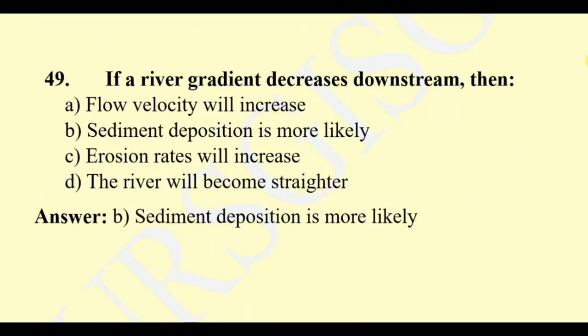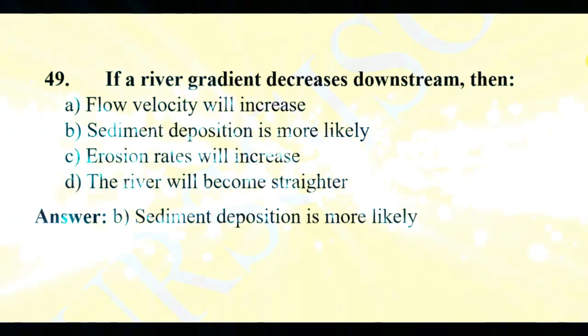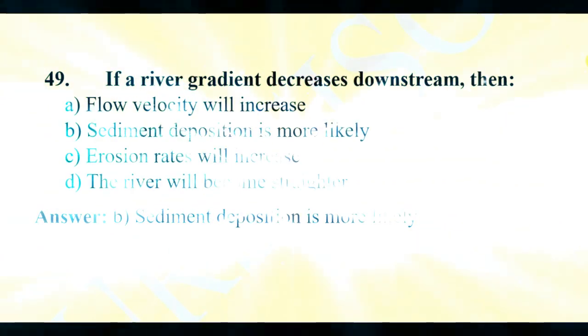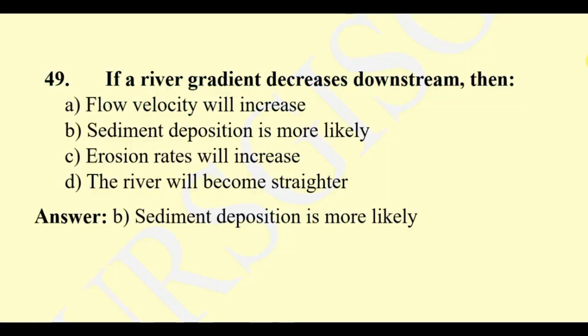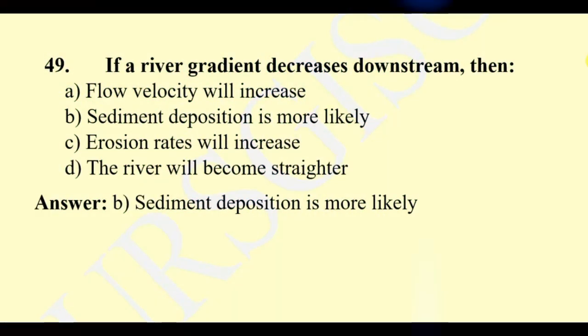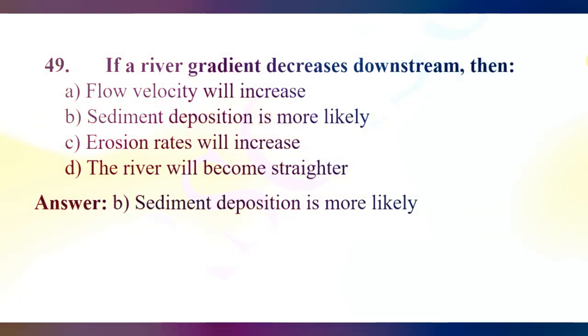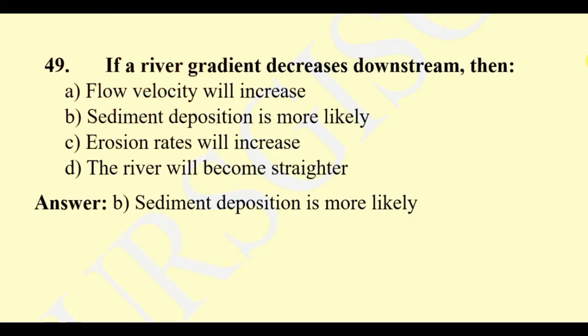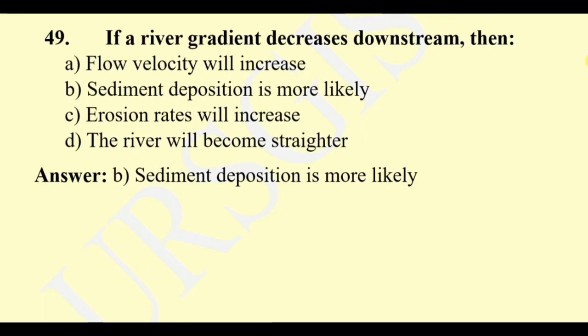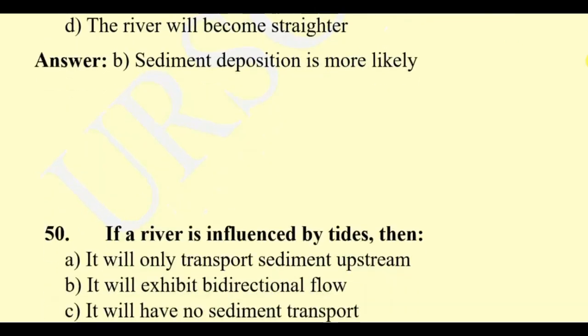49. If a river gradient decreases downstream, then the flow velocity will increase, sediment deposition is more likely, erosion rates will increase, the river will become straighter. Here the right answer will be sediment deposition is more likely. Because of the decreasing gradient downstream, the more the decreasing gradient, less will be the energy, more will be the deposition.